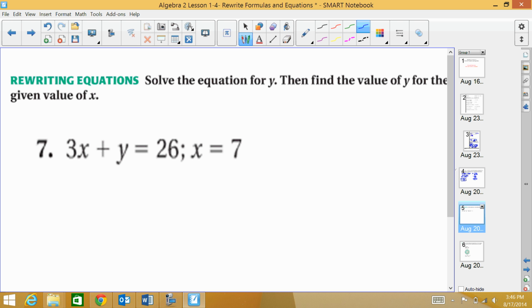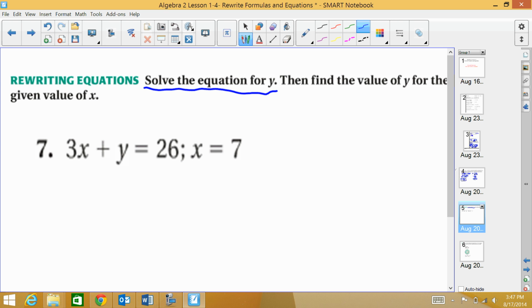All right, next question, number 7. It says solve the equation for y, then find the value of y for the given value of x. So here's our equation, 3x plus y equals 26. And first we have to solve the equation for y. You need to do each step that it says. You can't just jump in and find the answer. That will work for the second part, but you still have to solve the equation for y. That's part of the problem.